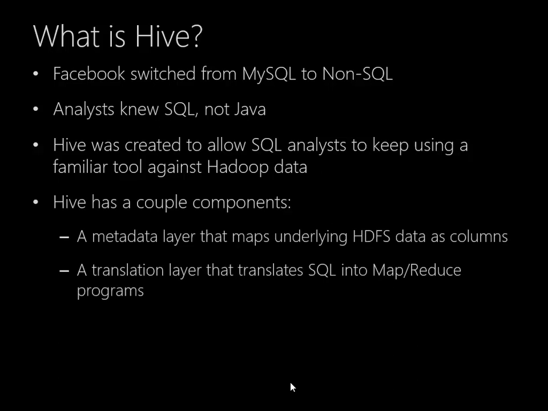Hive is really made up of a couple of components. One is a metadata layer that maps underlying HDFS as columns so that it can be queried much like a regular table. And then there's a translation layer that takes each SQL statement that's written and translates that into a MapReduce program that then is sent through the normal MapReduce process that we talked about in the last lesson.